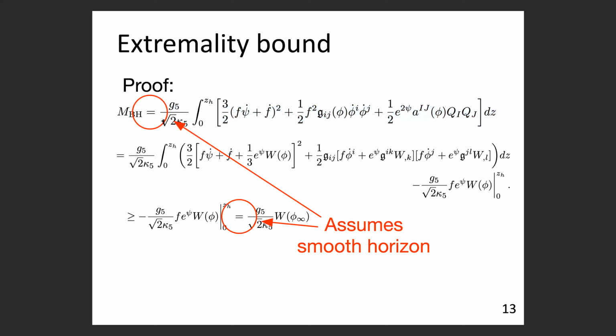Now the important point is that there's two steps here, this one and this one. I haven't fully written out these steps, where I'm using the fact that my solution has a smooth horizon. Because solutions without smooth horizons just won't satisfy this bound, but of course they're not physical. If I allow myself to have a naked singularity, I can have any mass that I want.